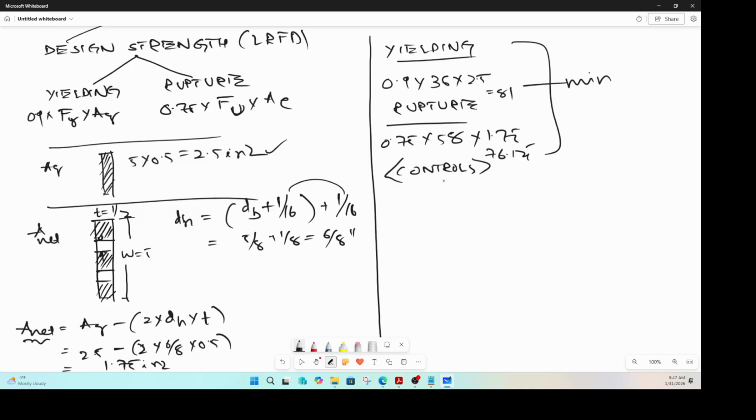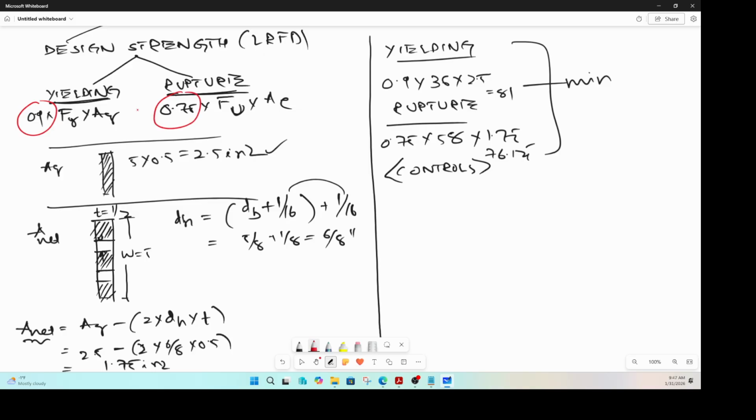Okay, as simple as that. So you calculate your yielding strength, you calculate your rupture strength. Again, we are calculating the design strength, so there is a 0.9 factor, the strength reduction factor, that we are applying.